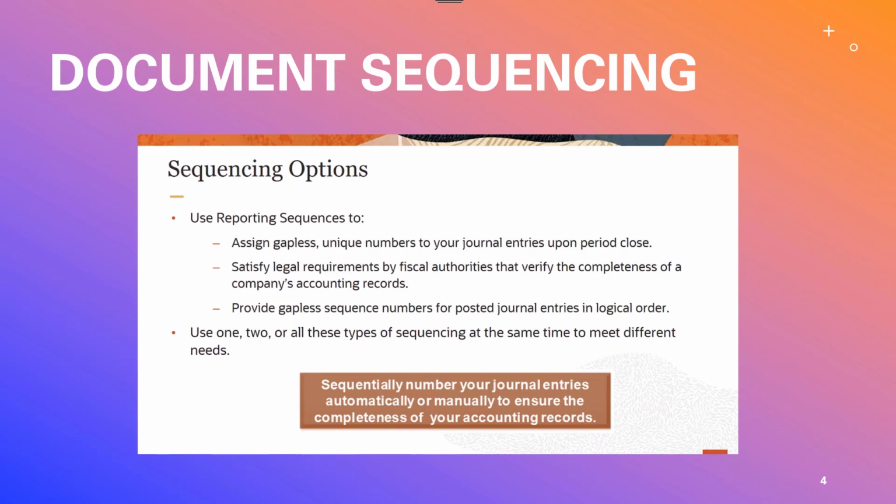We have our reporting sequences. Again, this is a gapless unique number assigned to your journal, but when you close off the accounting period, this satisfies the legal requirement by some fiscal authorities that verify the completeness of your company's accounting records. It gives you this gapless sequence for your posted journal entries in a logical order. You can use one of them, two of them, or all of them. It depends on the requirements your particular business and country have.